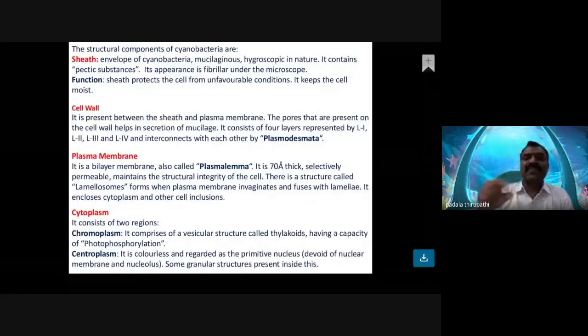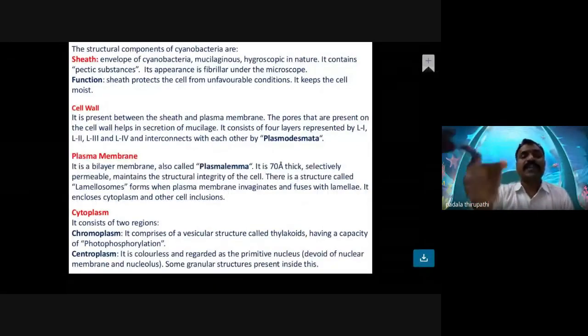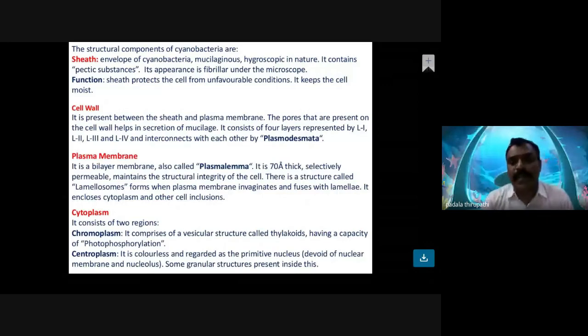Whenever unfavorable conditions occur, or even when they grow in extreme conditions, this mucilaginous sheath protects the cells of the cyanobacteria members, and it keeps the cell moist. This mucilaginous sheath always keeps the cell moist.